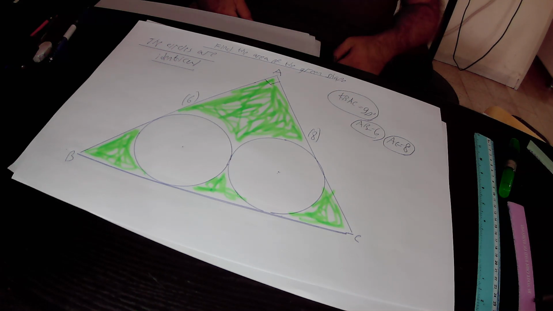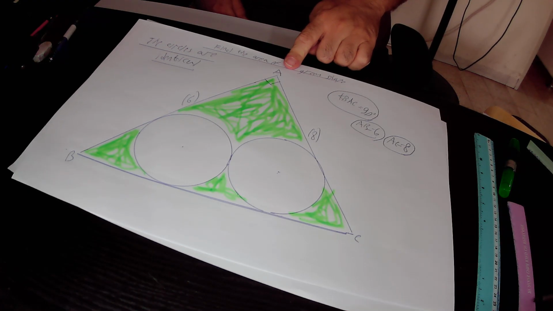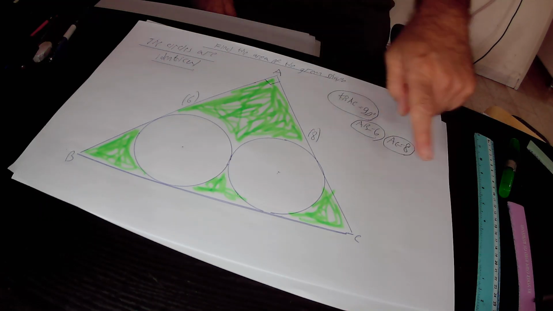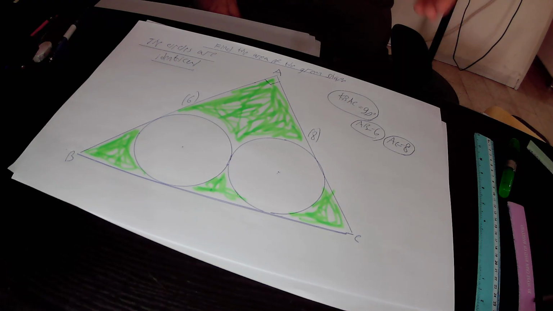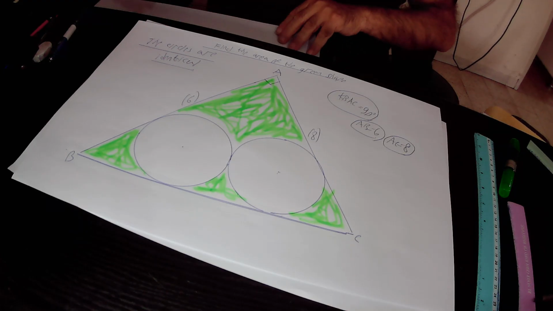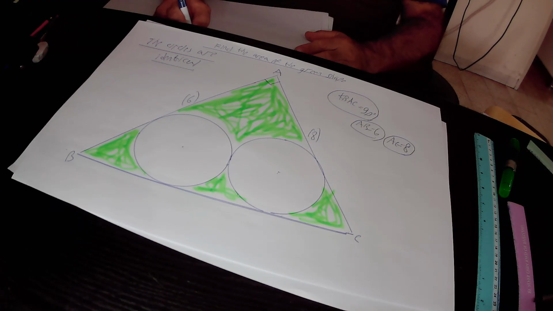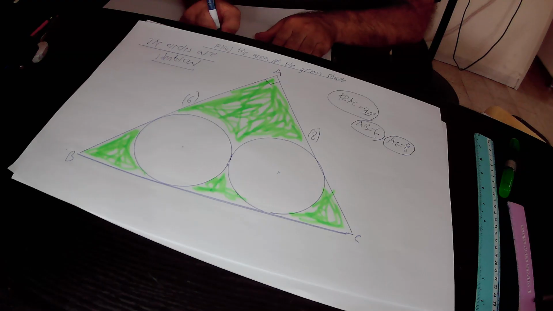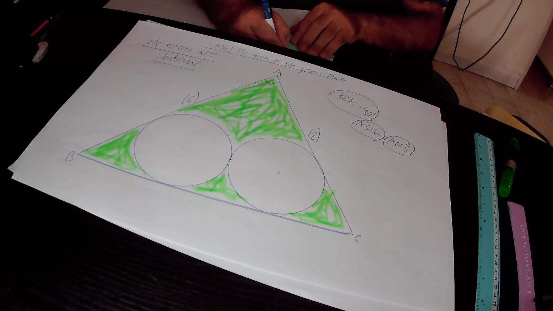So, first of all, because triangle ABC is a right triangle, we can easily find out the size of the hypotenuse BC. According to the Pythagoras theorem, in a right triangle, the square of the hypotenuse equals the sum of the squares of the perpendicular sides. That is to say, in the right triangle ABC, BC squared, the square of the hypotenuse, is equal to AB squared plus AC squared.